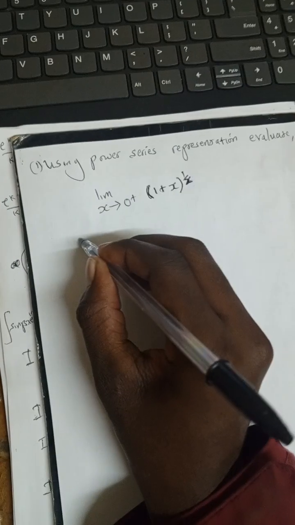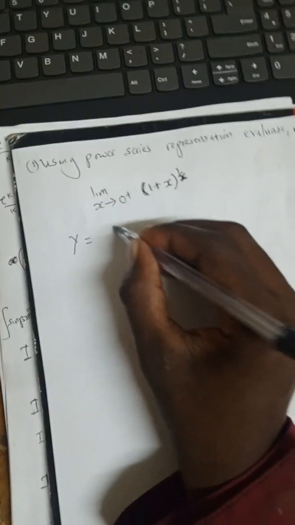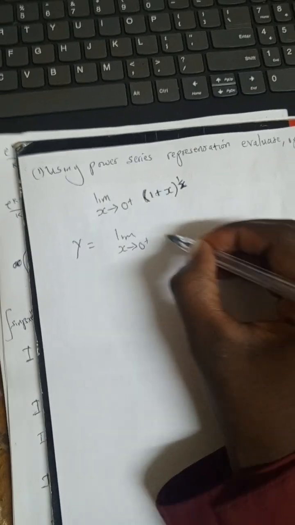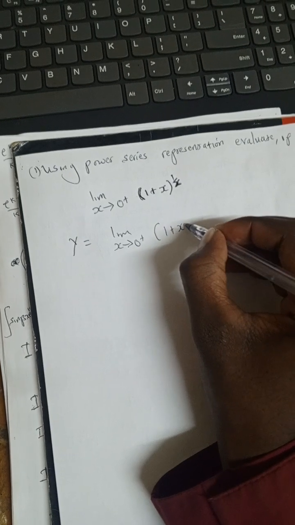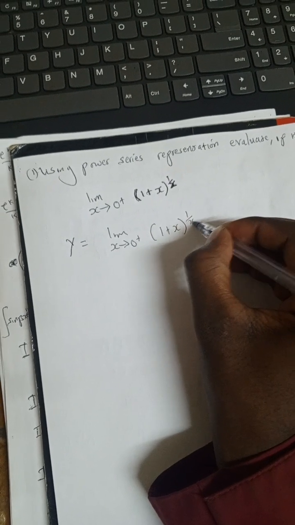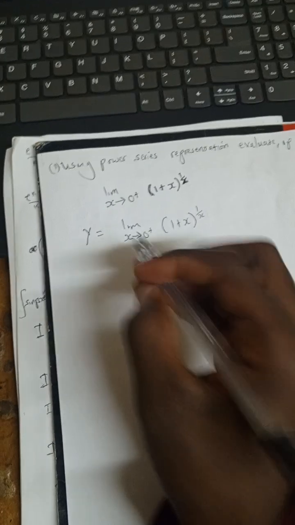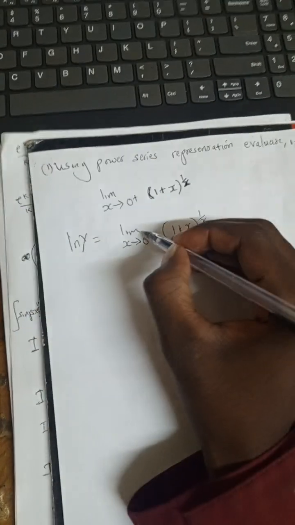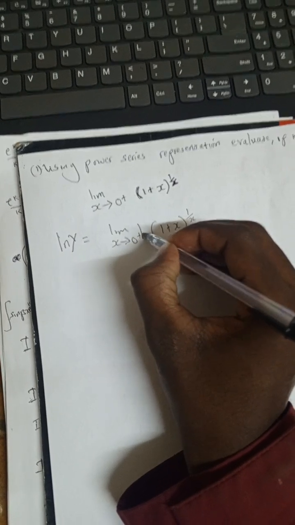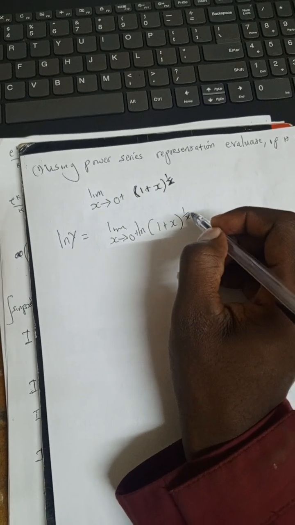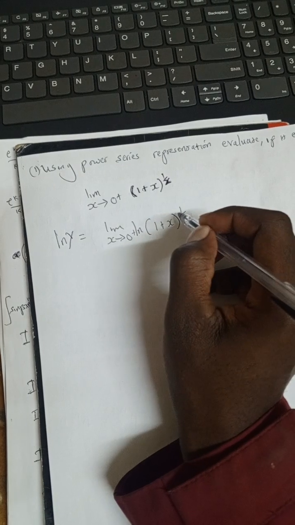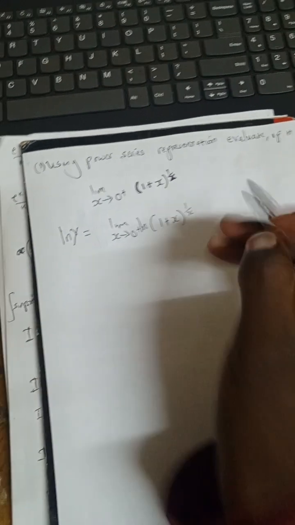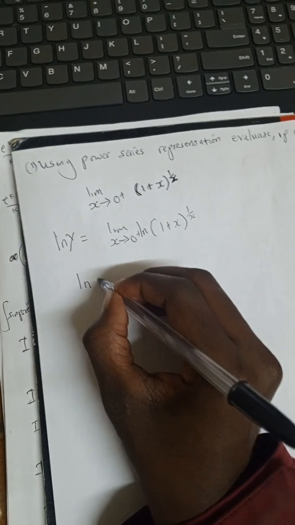So we'll say y is equivalent to the limit as x approaches 0 of 1 plus x to the power 1 over x. Now from here, I will introduce natural log at both sides. So we know the properties of natural log. They can drop down the power, and the power would multiply with the whole function. So let's do it.